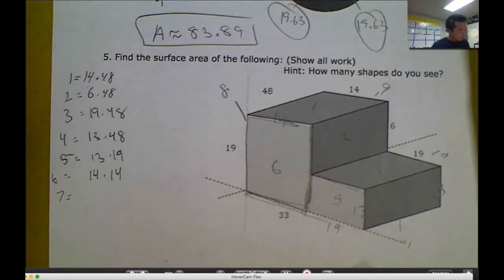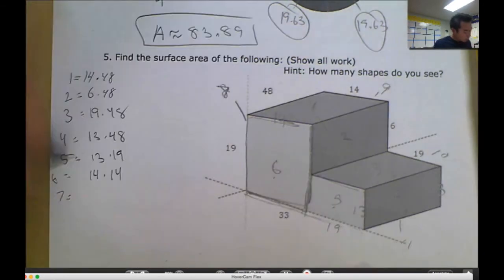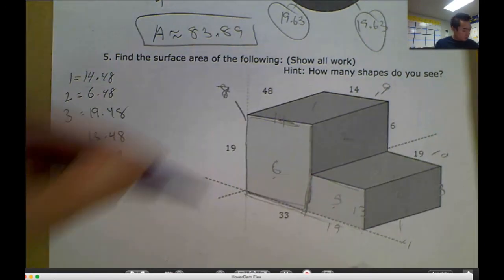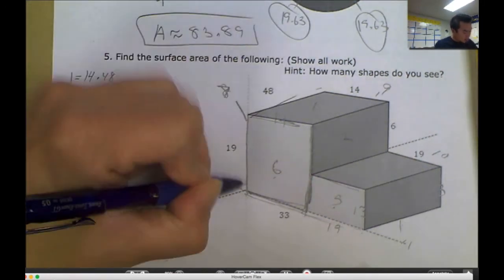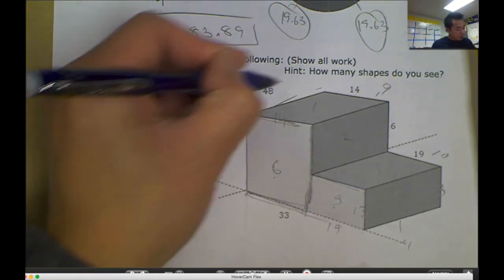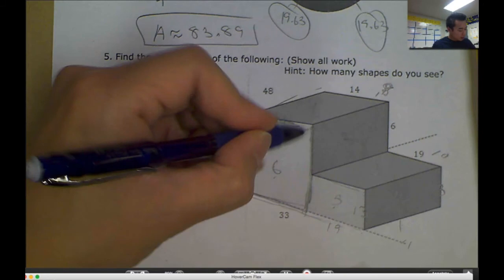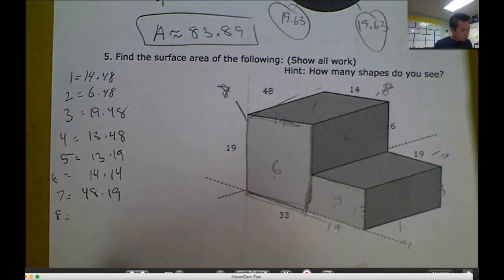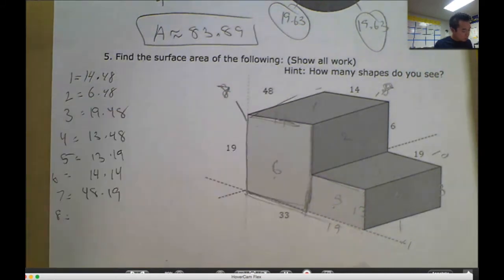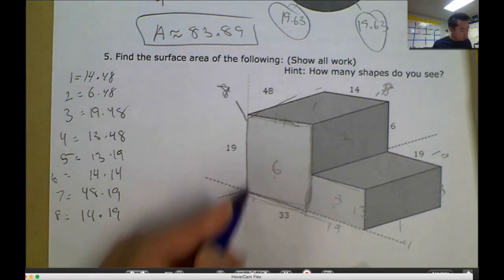Face 7 is going to be, did I miscount it, guys? So 1, 2, 3, 4, 5, 6. Sorry, this should be 7. Face 7 is that back side. So that's a 48 by 19. And then I'm going to work my way around. Instead of 9, it's going to be 8. Okay, face 8 again is going to be a 14 by 19. Because I'm finding this face.